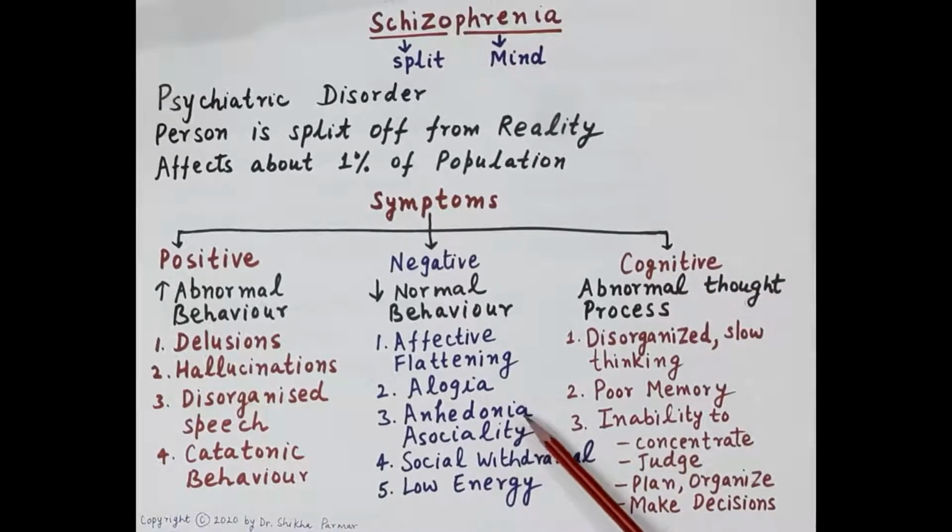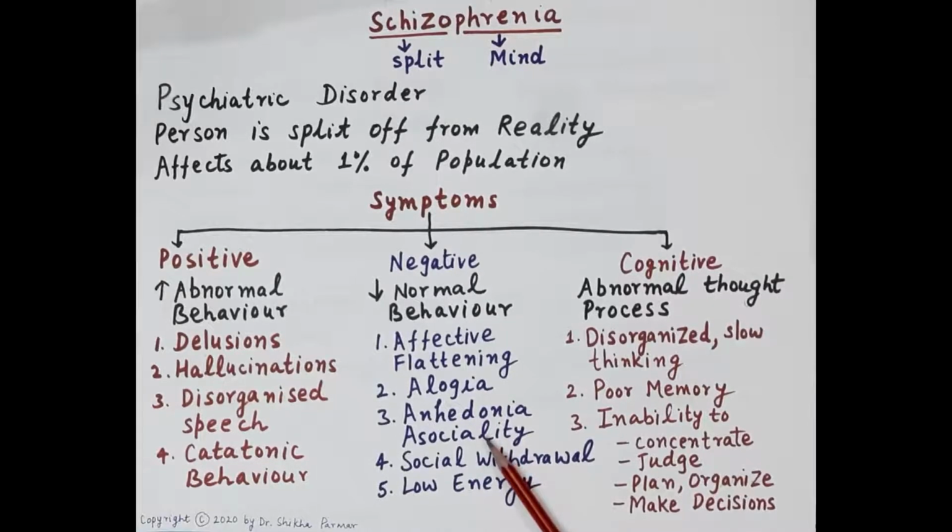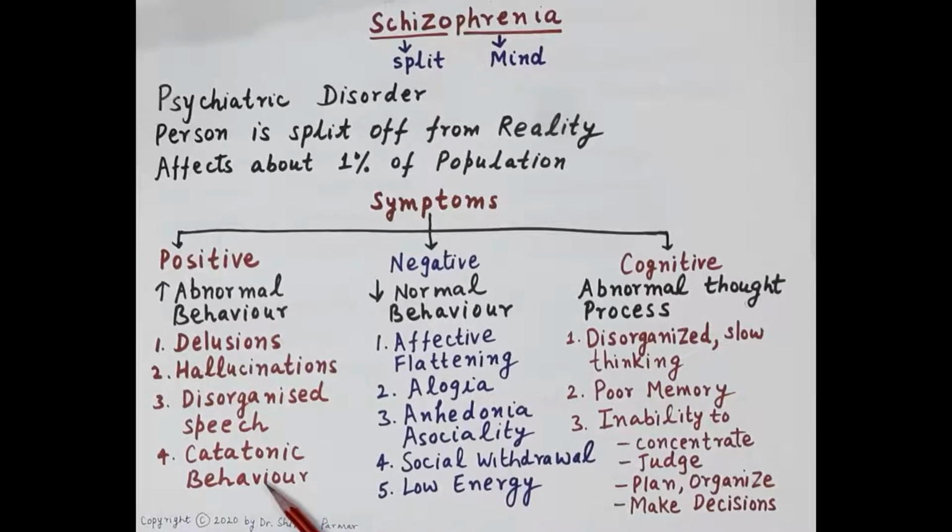Now, talking about the symptoms of schizophrenia, symptoms are broadly categorized into three categories: positive symptoms, negative symptoms, and cognitive symptoms. Now, positive symptoms are the changes of behavior. These are the changes of behavior, or the behavior that is not seen in the normal population. So, there is abnormal behavior.